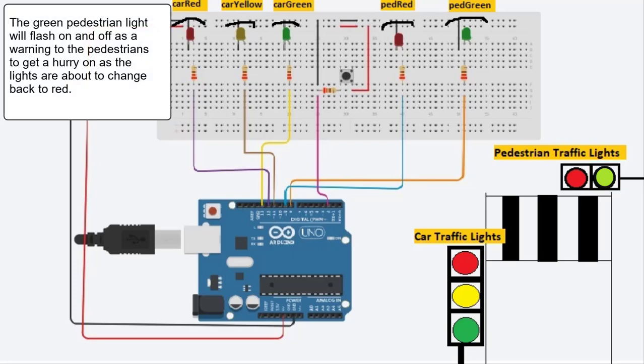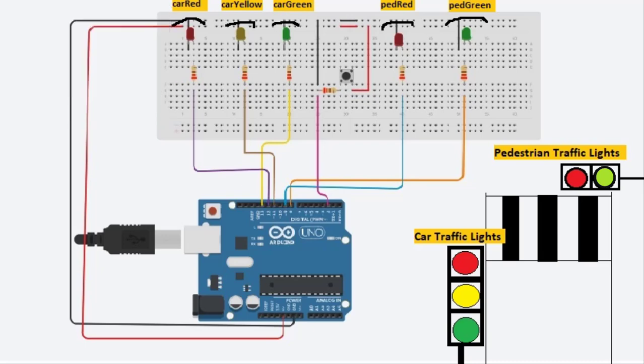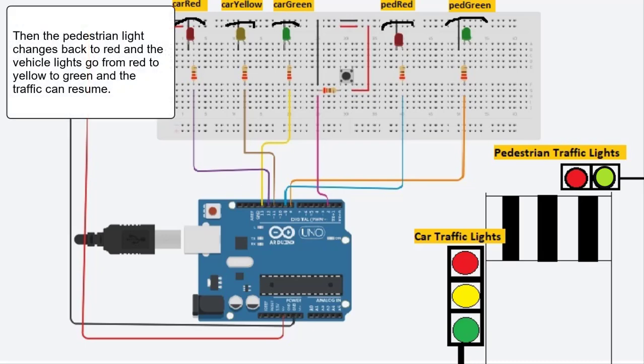The green pedestrian light will flash on and off as a warning to the pedestrians to hurry up as the lights are about to change back to red. Then the pedestrian light changes back to red and the vehicle lights go from red to yellow to green and the traffic can resume.